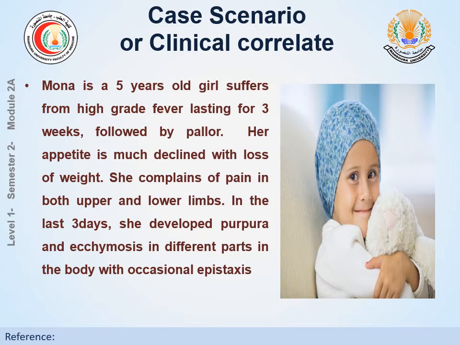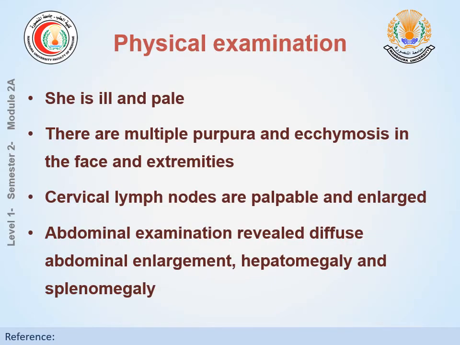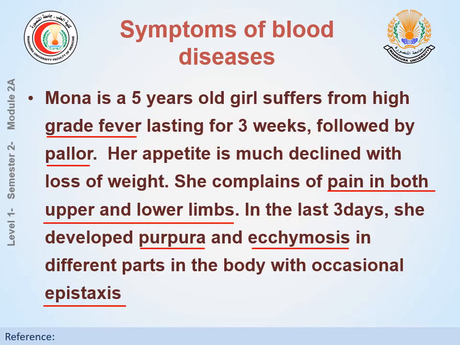We can discuss this also through the physical examination. She is ill and pale, so the physician noticed that she is ill and pale. She has multiple purpura and ecchymosis in the face and extremities, and the cervical lymph nodes are palpable and enlarged, which means the lymph nodes in the neck, called the cervical lymph nodes. During abdominal examination, there is diffuse abdominal enlargement, and on palpation, hepatomegaly and splenomegaly were noticed.